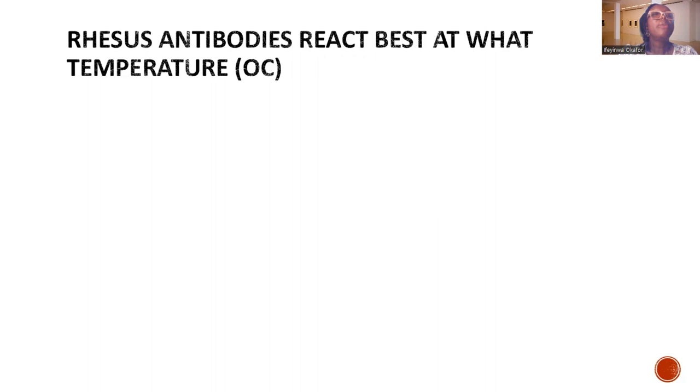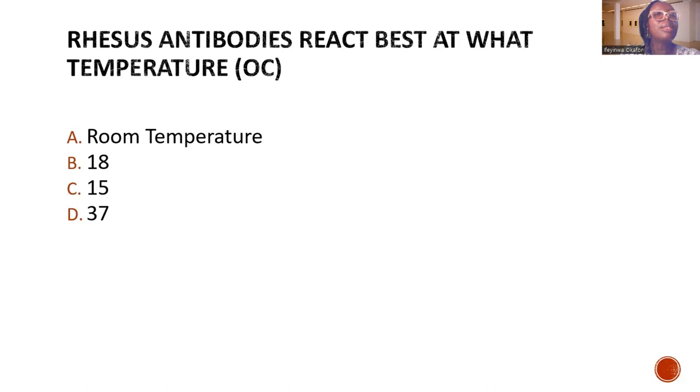Rhesus antibodies react best at what temperature? Room temperature, 18 degrees Celsius, 15 degrees Celsius, 37 degrees Celsius. Answer is D, 37 degrees Celsius. Rhesus antibodies react best at 37 degrees Celsius. Remember, they are warm antibodies. They are acquired antibodies. They are not naturally occurring antibodies. They are immune antibodies, and they react best at 37 degrees Celsius.